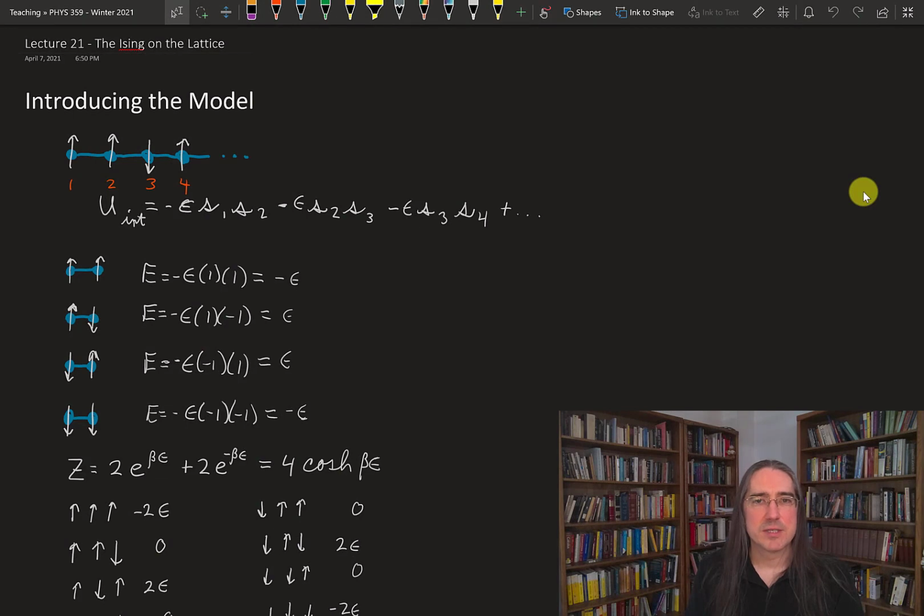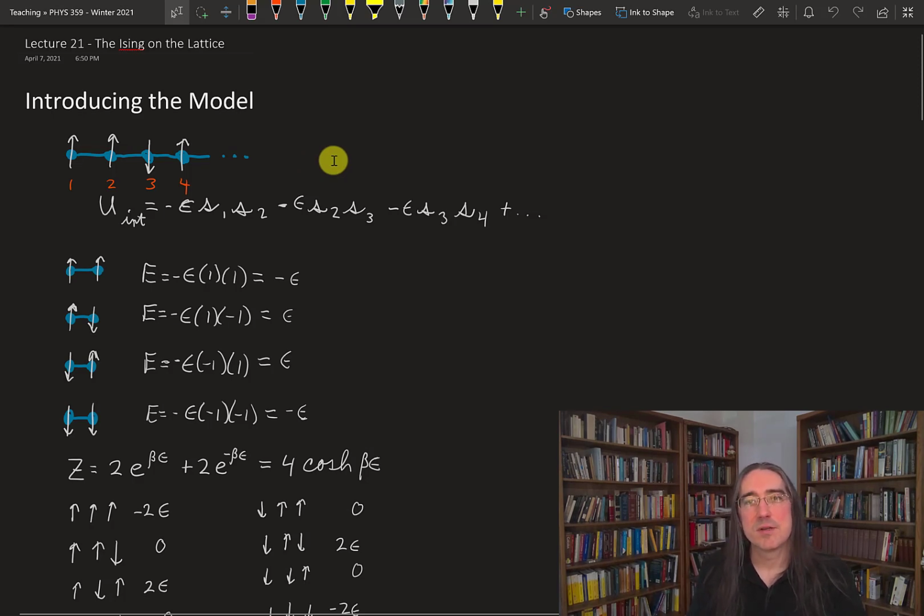The Ising model is a model of interacting spins on a lattice. The simplest case would be a one-dimensional lattice, which is to say just a string of points. So we'll identify our lattice sites, number 1, 2, 3, 4. And on each point of the lattice, we have a spin that can either point up or down. Those are the only two options. So this is a simplified model.